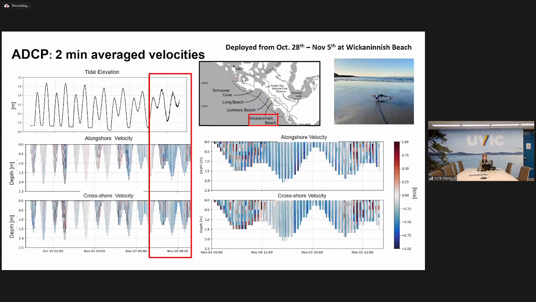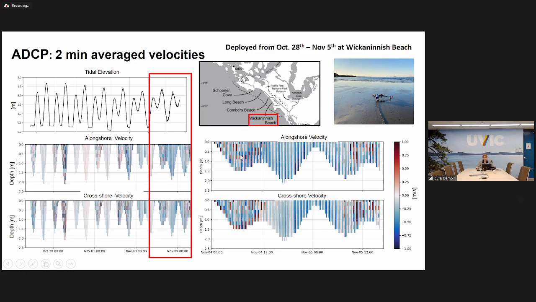The second observational method we used was an acoustic Doppler current profiler, which was deployed for 1 week at the end of October at Wickeninish Beach here at the south end. And so on the left, we have tidal elevation, alongshore velocity, and cross-shore velocity time series profiles. And I've indicated this area over here with the red box because we see more wave action in the pressure data during that time. And we can also see we have stronger alongshore and cross-shore velocity variations.